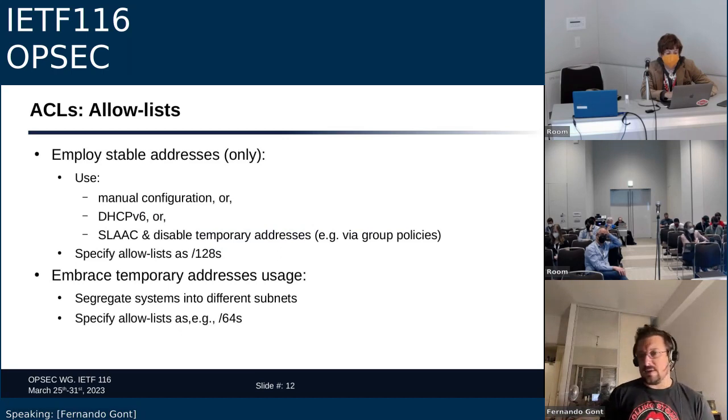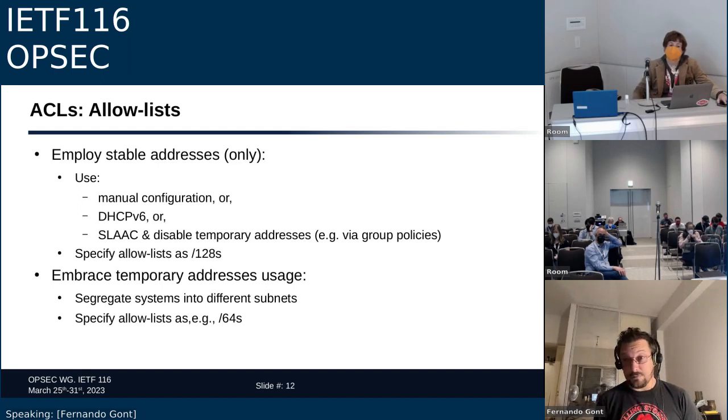So what can you do when it comes to ACLs? Well, the solution here is kind of obvious. Option one, you have to use stable addresses. If you have multiple systems on the same subnet, you'd have to find a way to configure stable addresses. There are multiple options for that. It could be manual configuration, some form of DHCPv6, or SLAAC if you are using, for example, stable addresses per RFC 7217, and you disable temporary addresses. If you get to do stable addresses one way or another, then that's the way the addresses stay, and you can enforce the ACLs by specifying /128.